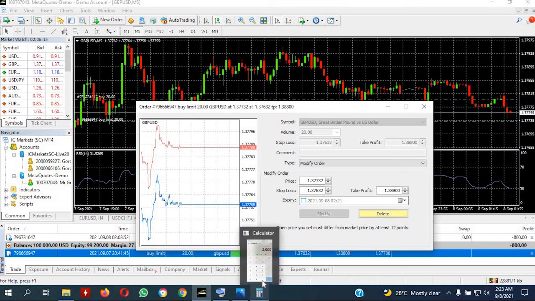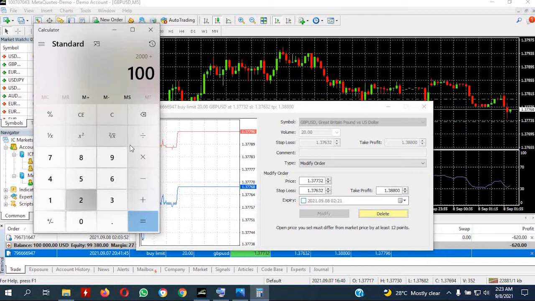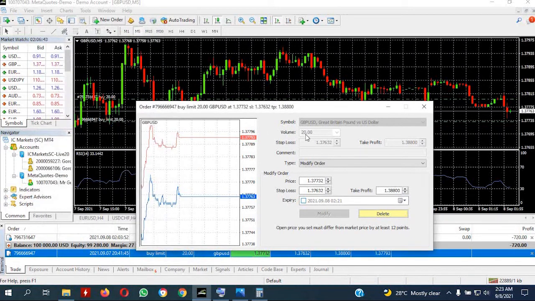So I'm going back to the calculator. If I'm risking 100 pip to make 300 pip, I'm going to divide the 2,000 by 100 in order to know the lot size that I'm using for the 2,000 risk, which is 20, right? So I can use a $20 standard lot size. So that is the reason why I have a $20 volume on this trade, right?